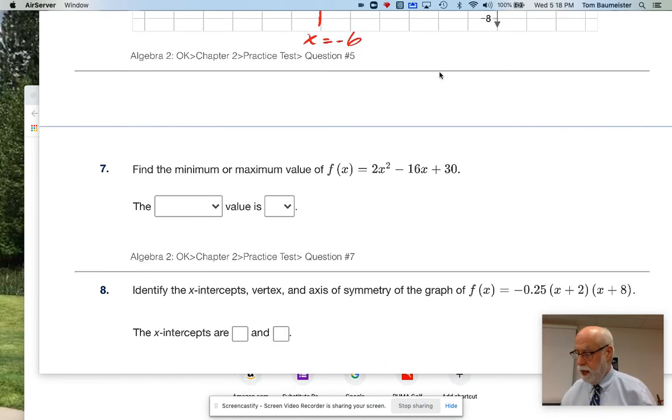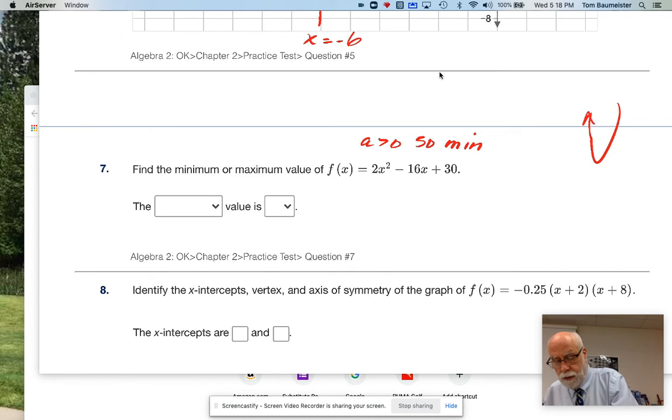Okay. Number 7, find the minimum or maximum value of f of x is equal to 2x squared minus 16x plus 30. So on this one here, remember, that is your a value. Your a is greater than 0. So you know that it has to be a minimum. Remember, again, I showed you real quick. It's kind of doing this. Your minimum is here, so it's opening upwards. So right now we can at least say that's a minimum.